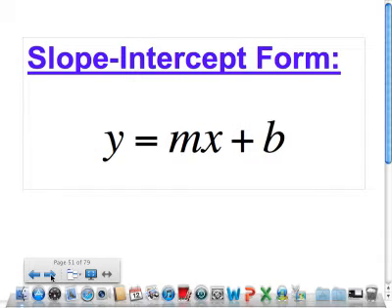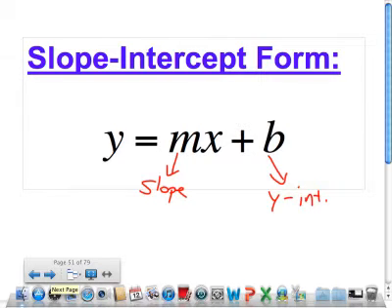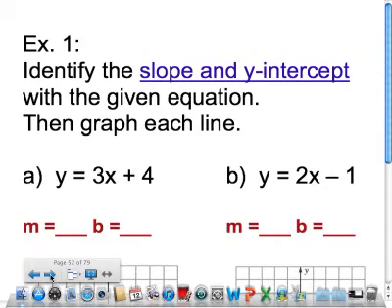So, recall slope-intercept form, y equals mx plus b. M is your slope. B is your y-intercept. Okay, so M is slope, B is y-intercept. Not really sure why we use either letter, but we do. It says identify the slope and y-intercept with the given equation, then graph each line.